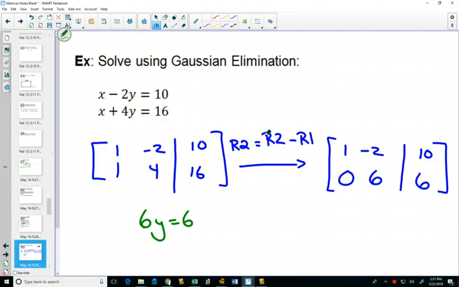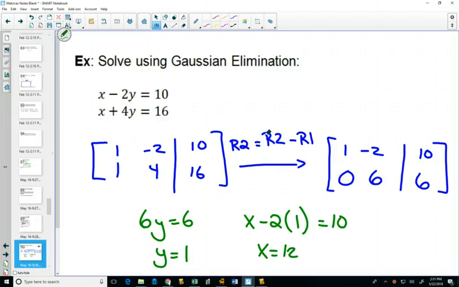And y is equal to 1. I can therefore take my first equation, which is x minus 2y equals 10, add 2 to both sides, and x is equal to 12.